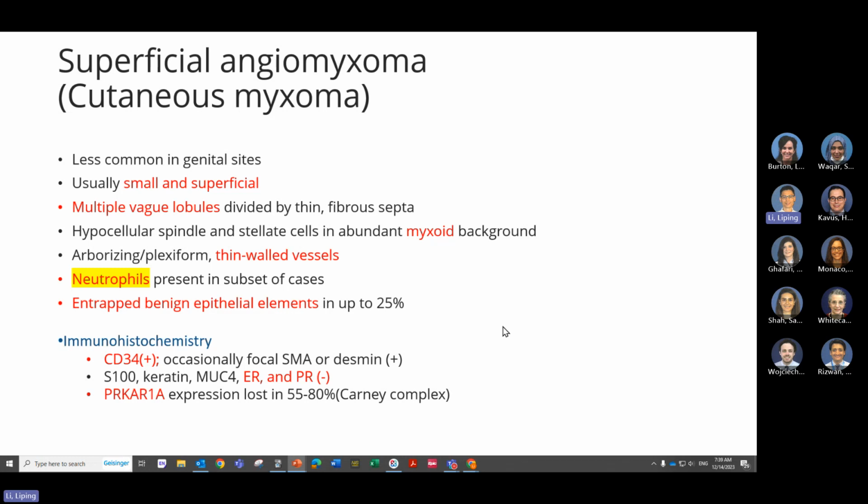So does anyone remember what is the specific location if we find this cutaneous myxoma, or usually common site for Carney complex? If we see some anatomy sites, there are three sites. One is in the nipple, the other one is in the eyelid, and then in the ear. These three locations are more commonly seen in Carney complex.